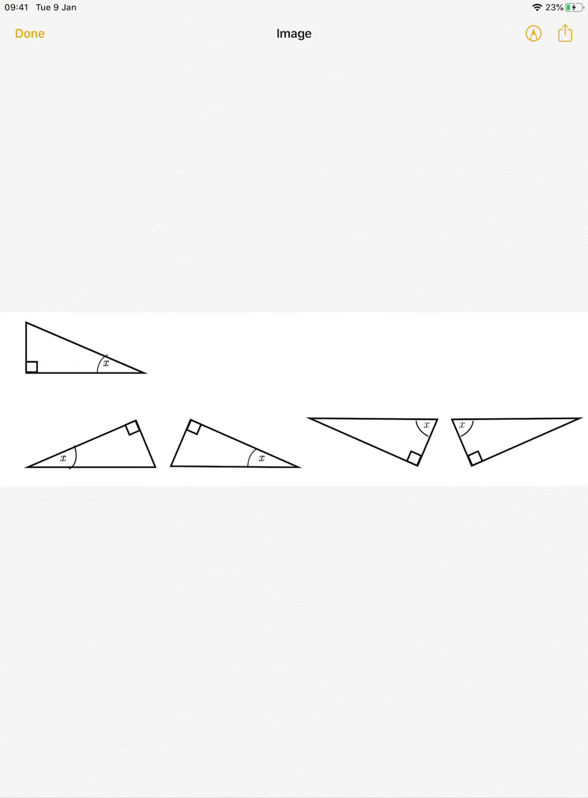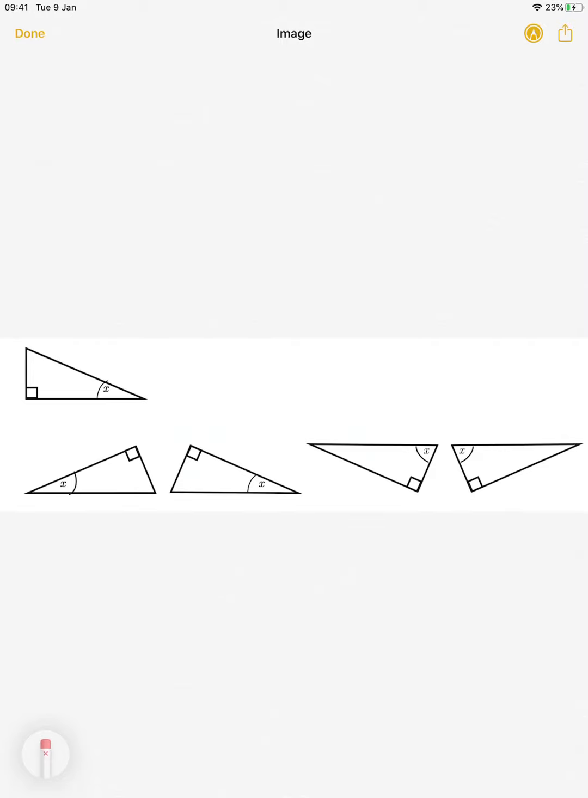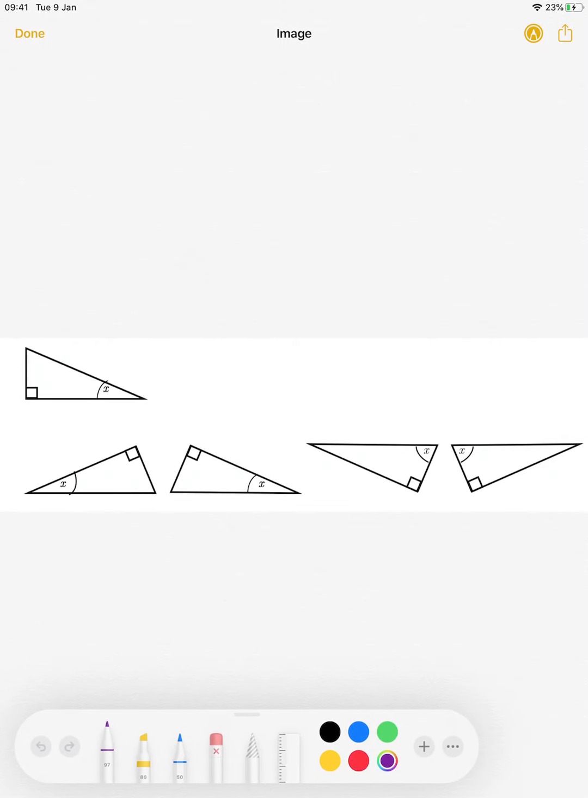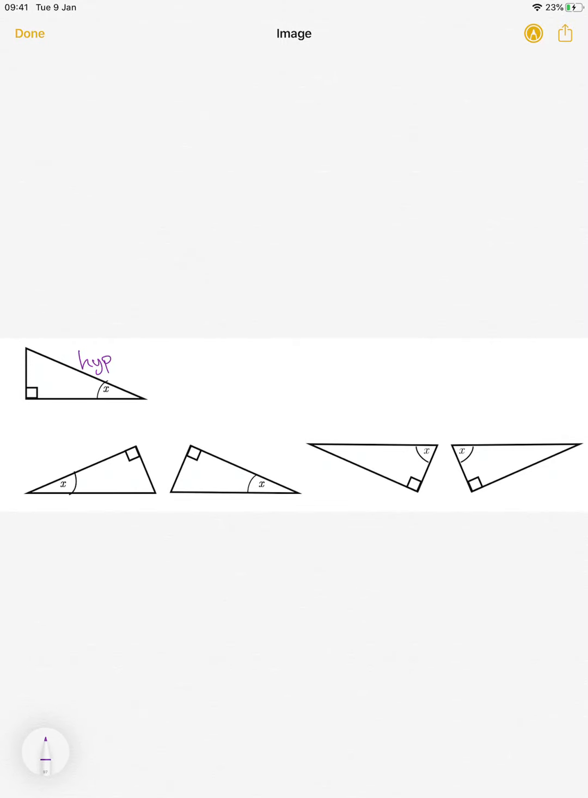So the first one, let's start with my hypotenuse, which I'll call hype. Then this one is going to be op, because it's opposite my angle labelled X. And then finally, this one's my adjacent. Right, pause the video, have a go at the other 4. Just sketch them out in your book.